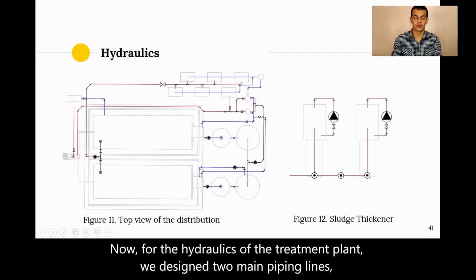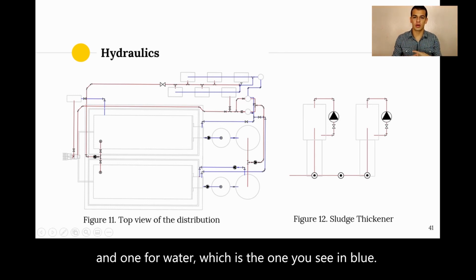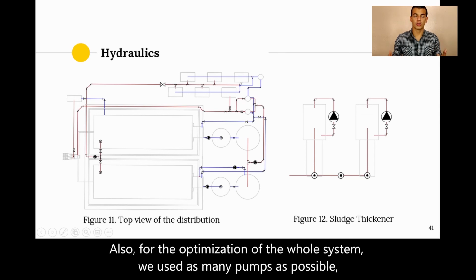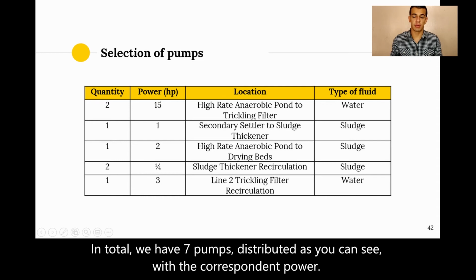Now for the hydraulics of the treatment plant, we designed two main pipelines. One for sludge, which is the one you see in red, and one for water, which is the one you see in blue. Also, for the optimization of the whole system, we use as many pumps as possible, taking into perspective that we can use gravity to our advantage to move the fluids. In total, we have 7 pumps distributed, as you can see, with the corresponding power.